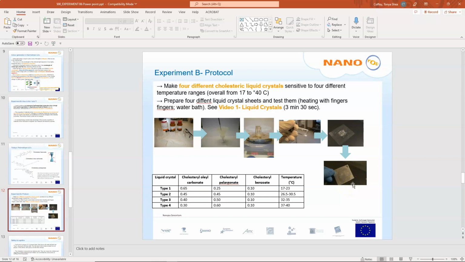And then you can submerge that thin film in a water bath, or even just get it to change temperature by pushing on it with your fingers. Okay, and you can see temperature changes sometimes with that on the low end for the type 1 and the type 2s. Okay, so that's the experiment that we're going to do today. So let's talk safety.